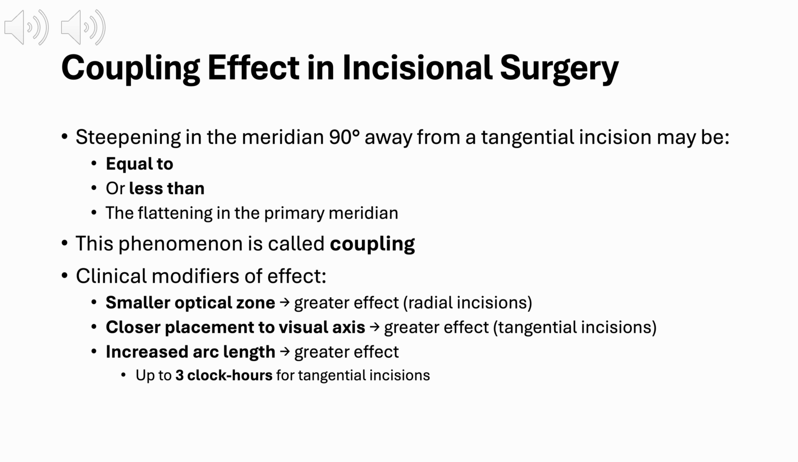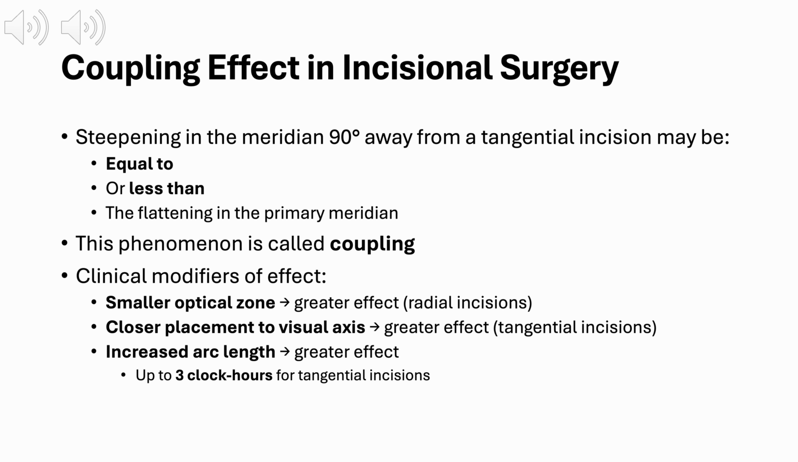This slide explains the coupling effect in incisional refractive surgery. When a tangential incision is made, it flattens the meridian where the incision is placed. At the same time, the meridian 90 degrees away becomes steeper. That steepening may be equal to or less than the amount of flattening in the primary meridian. This linked response between the two meridians is called coupling. Coupling is important because it means you can change astigmatism without necessarily causing a large change in overall spherical power, depending on how balanced the flattening and steepening are.